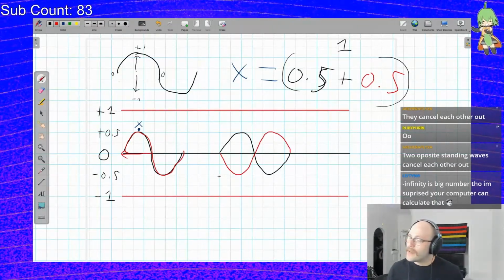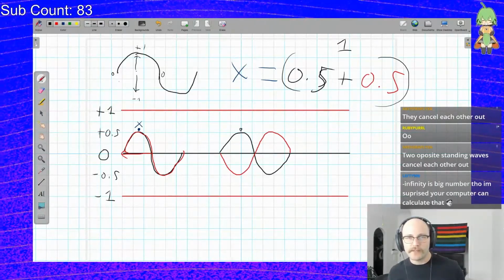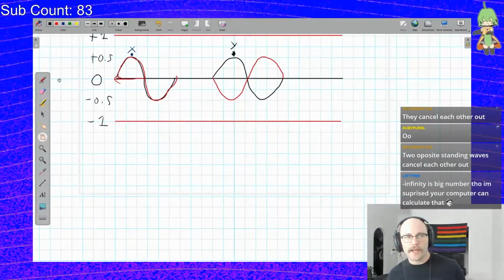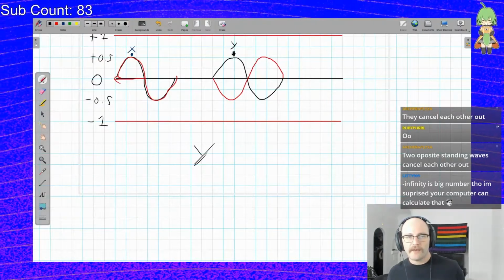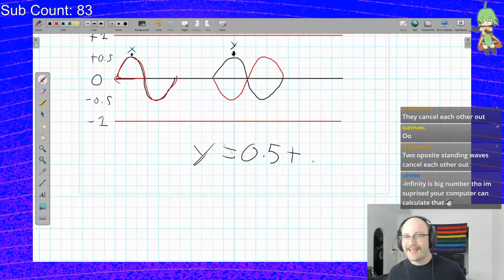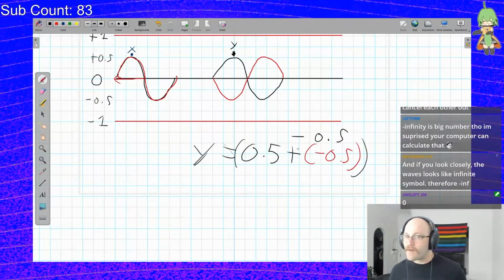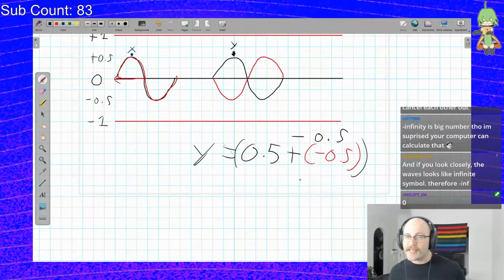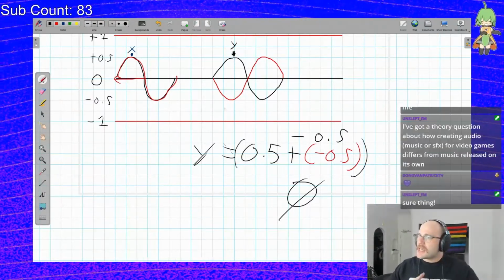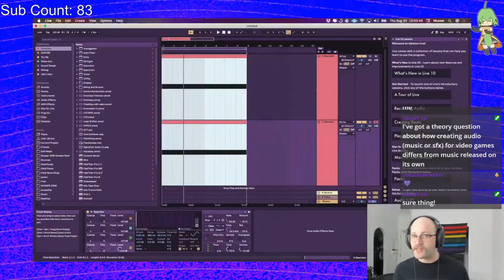So, if we are doing maths at, say, this point right here, which we'll call y, at the position y, we have 0.5 plus negative 0.5. 0.5 minus 0.5 is the same exact thing as 0. Now, we're starting to see the interconnectedness of phase and amplitude, specifically.